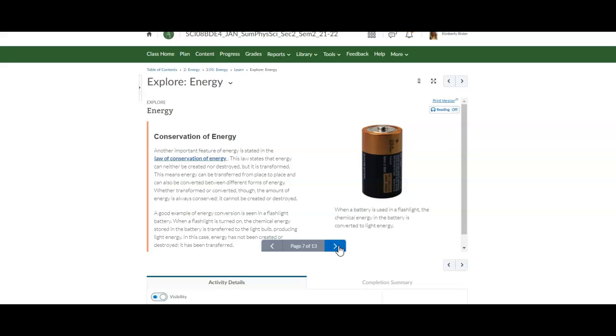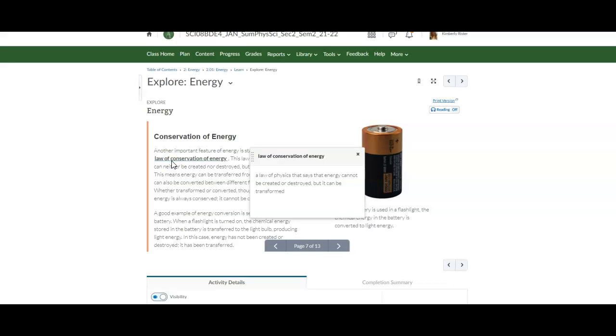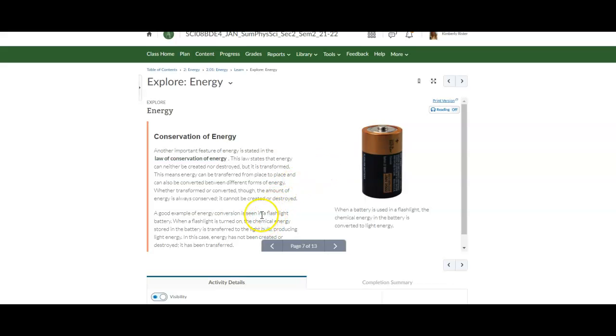What is the law of conservation of energy? Another important feature of energy is stated in the law of conservation of energy. This law states that energy can neither be created nor destroyed, but it is transformed. This means energy can be transformed from place to place and can also be converted between different forms of energy. Whether transformed or converted, the amount of energy is always conserved. It cannot be created or destroyed. So remember this law, you need to have it in your notes. It's a lot like the law of conservation of matter we learned about in semester A.